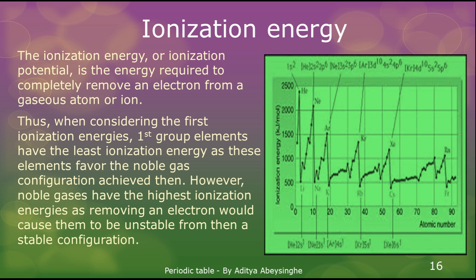Now you may already know what is meant by ionization energy. Ionization energy is the energy required to completely remove an electron from a gaseous atom or ion. If you take sodium, my popular example, sodium has a configuration of neon core and 3s1. So sodium has a valence electron in the s shell.